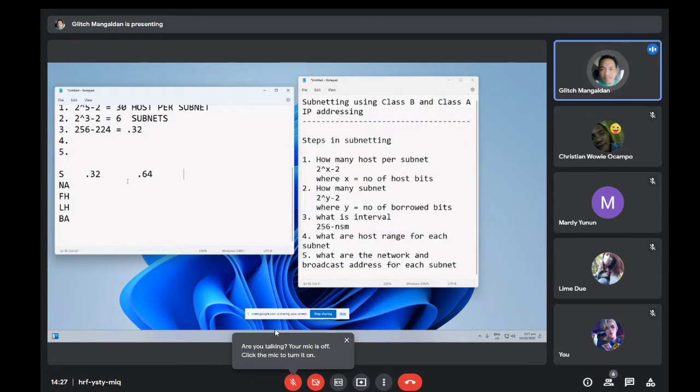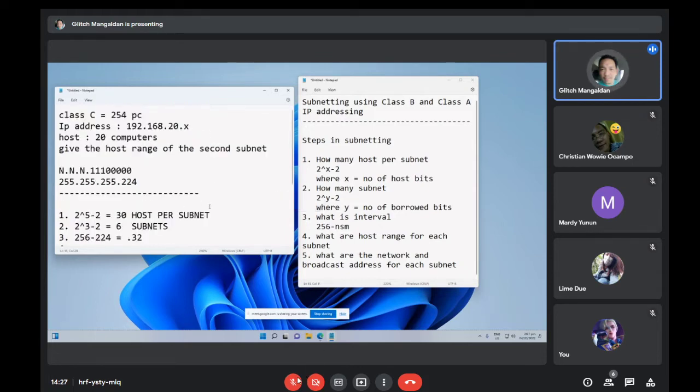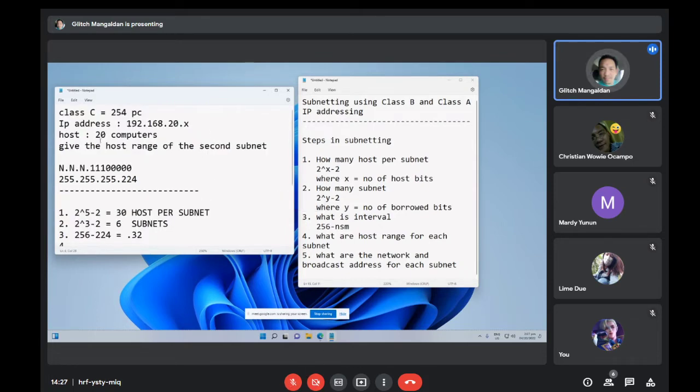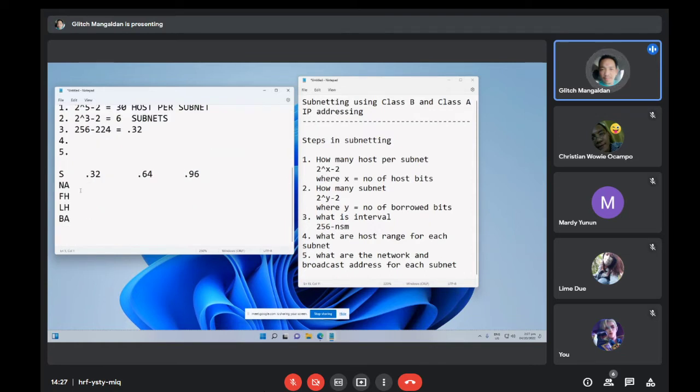64 plus 32 is .96. Okay. Then, let's not complete it, because the only thing being asked is the host range of the second subnet. When you say host range, that's the first host to the last host. Then, let's compute. What will be the network address for that 32? So, just add one. So, this will be .33.